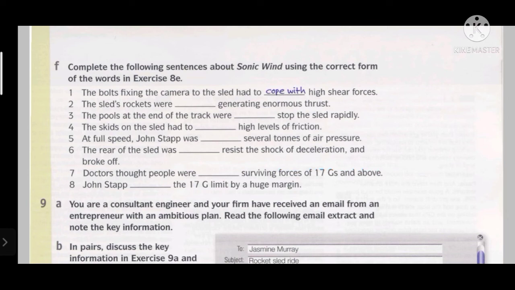This is the shear force. So number one, cope with, like it's written. Number two, the sled's rockets were blank, generating enormous thrust.